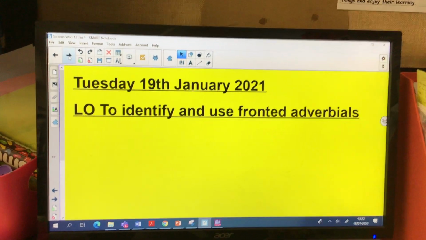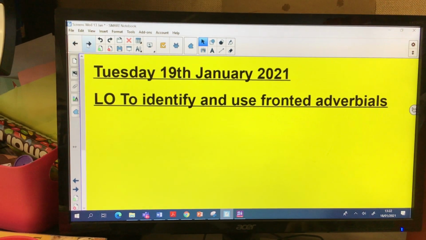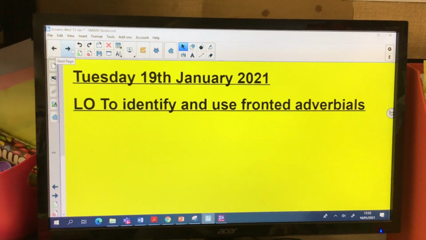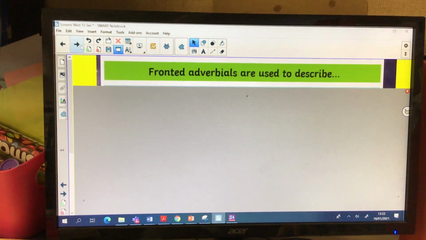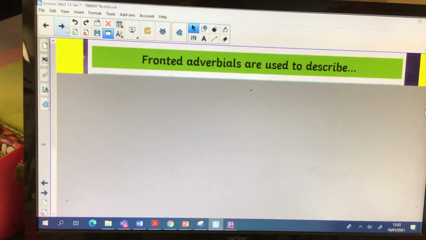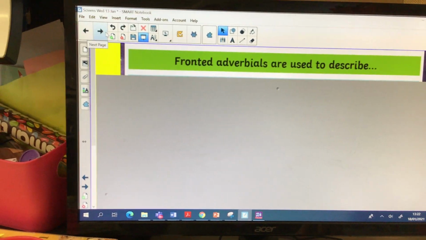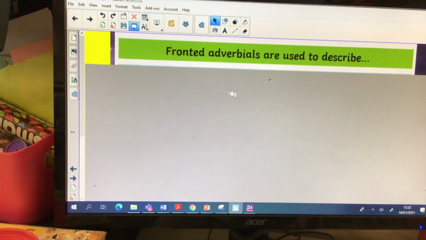What are we going to do today? We're going to identify and use fronted adverbials. Okay, we did some of this last term, so I'm hoping some of it's going to be fresh in your mind. And we'll have a little think about where we're going with this next half term.